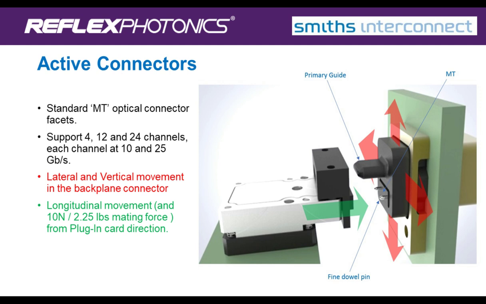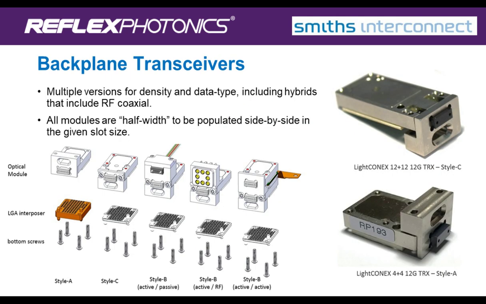And here also the channels can be 4, 12, 24, and support channel rates up to 25 gigabits per second so far, with the full intent to go faster.